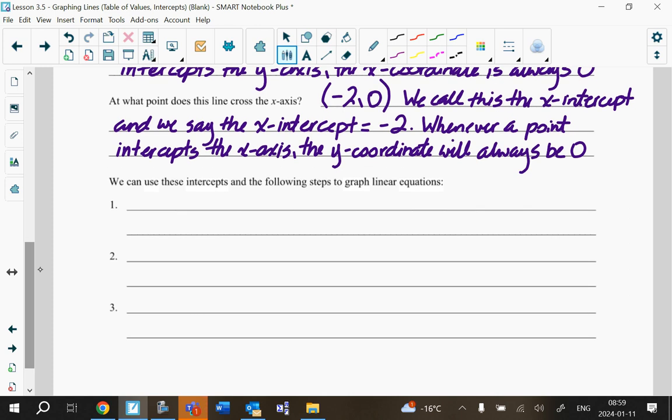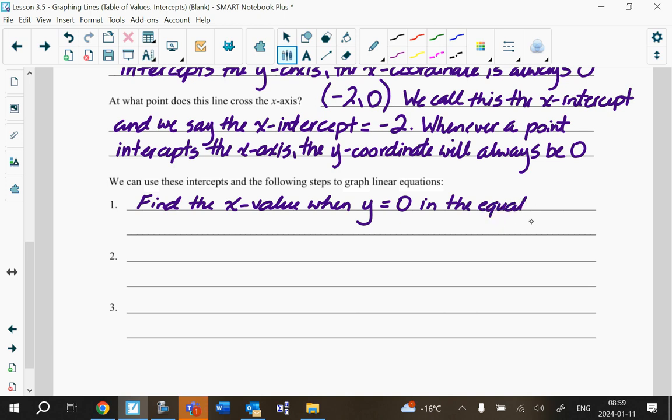So to use the intercepts method, what we're going to do, it doesn't matter which one we find first. We take the equation, find the x value when y equals 0 in the equation. That's going to be your x-intercept. That's going to be where it crosses the x-axis. Okay? So this is the x-intercept. That's one of the points.